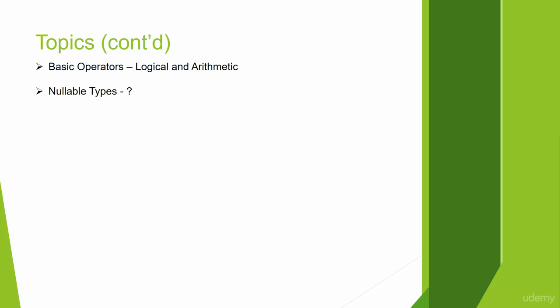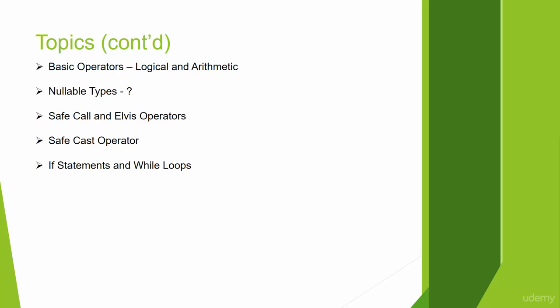We'll talk about nullable types, which is when you use the question mark after types. I mentioned that Kotlin is a null-safe language, so you've got to be able to identify when things cannot be null. Safe call and Elvis operators, these help support null safety. Safe cast operator, similar to this as well, when you want to cast something and first make sure it's not null. If statements and while loops. These are typical constructs of a language, and we'll talk about how these can also be expressions.